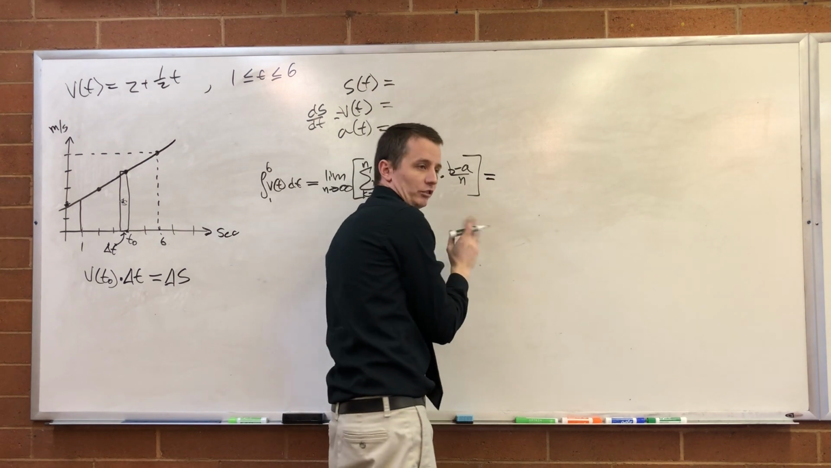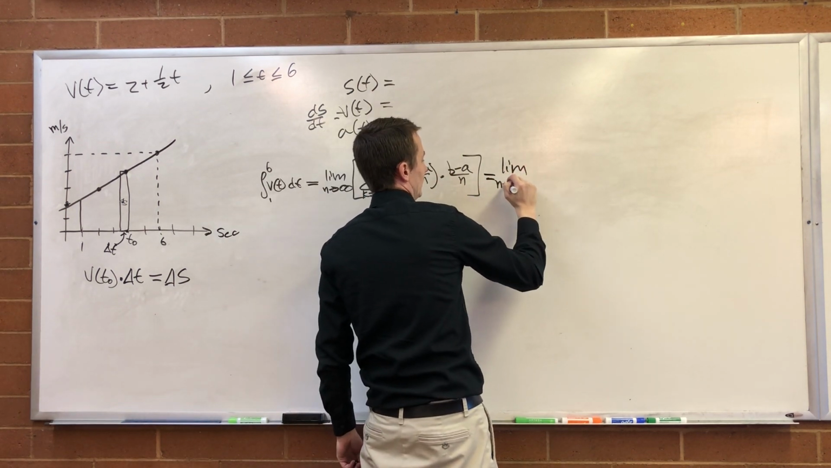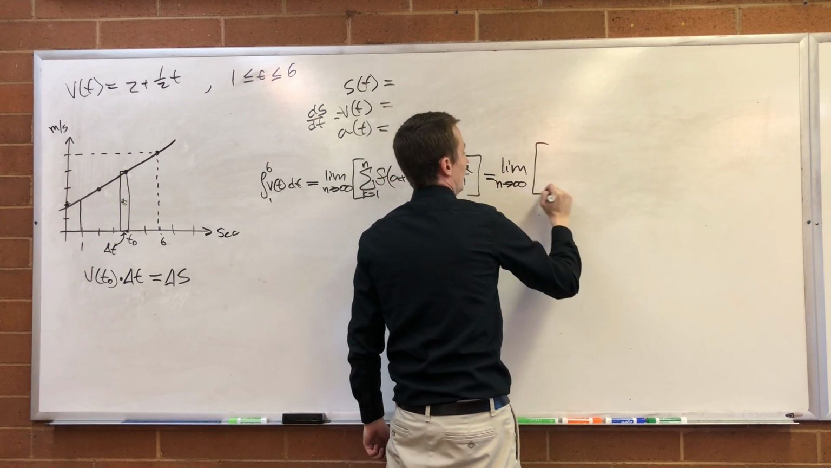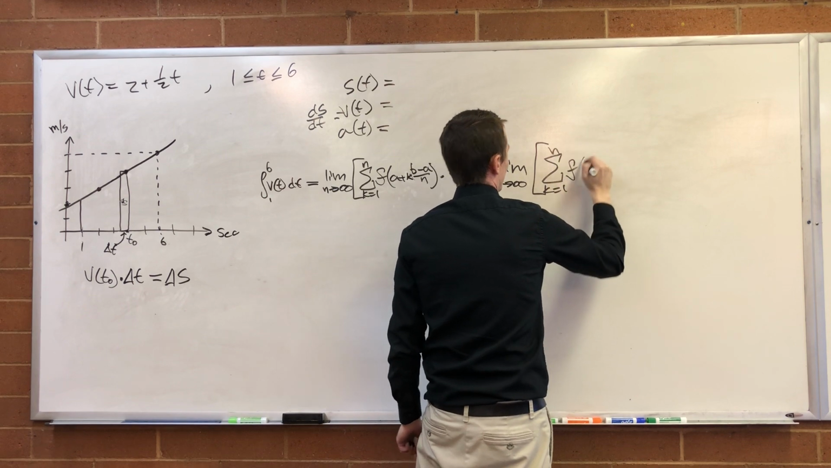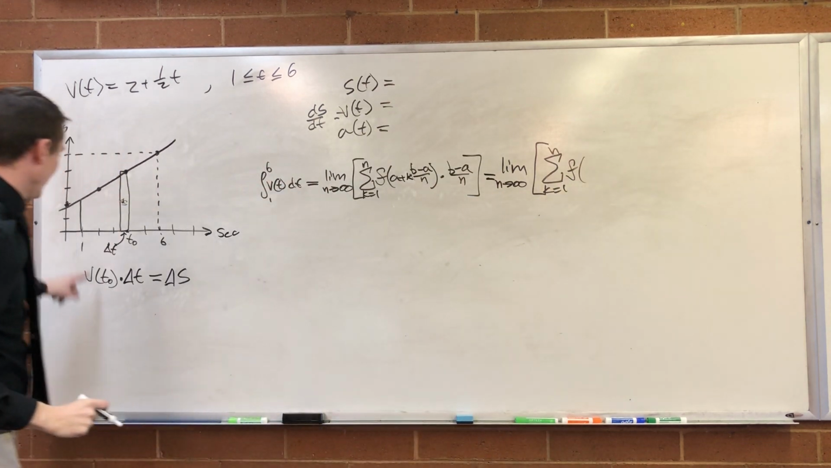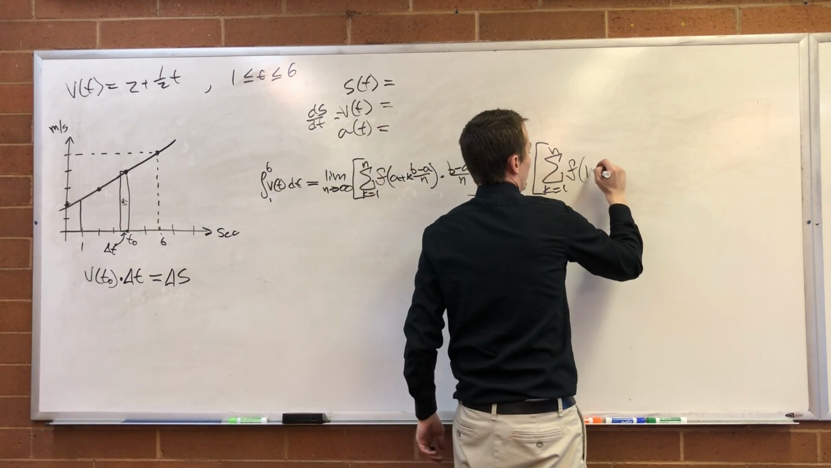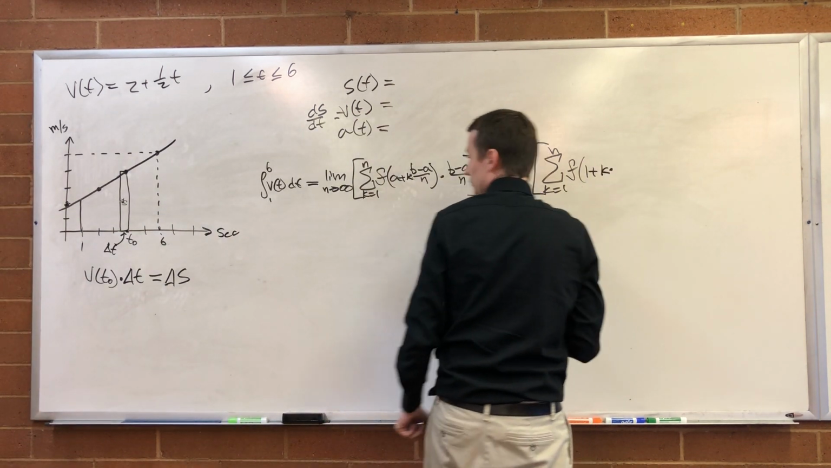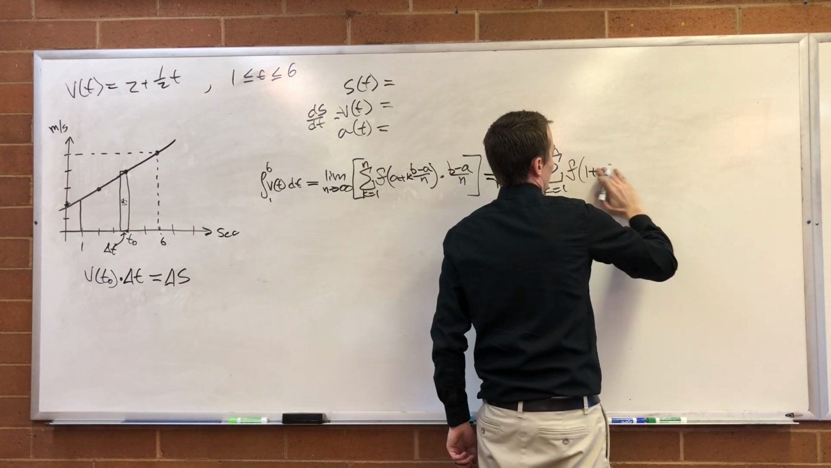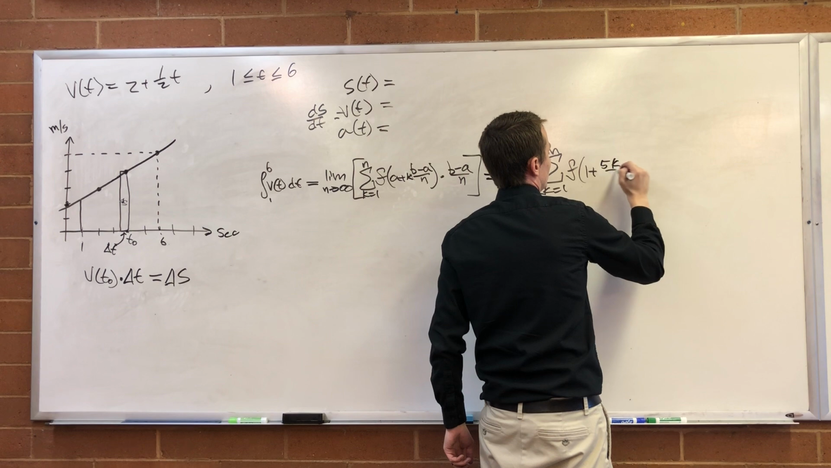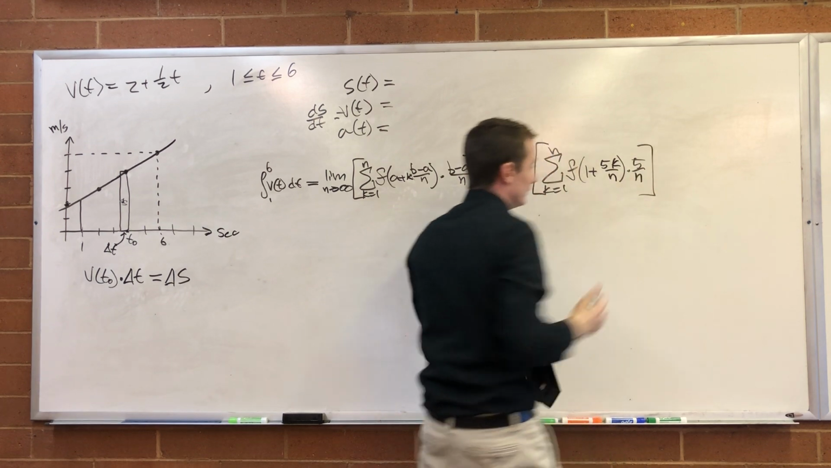So let me just write one more step and we'll stop from there, and I think you can do the algebra from there. So this is the same as the limit as n approaches infinity of the sum from k equals 1 to n of f of, our a is 1, right? So f of 1 plus k times 5 over n, times 5 over n. And I think you can take it from there, right?